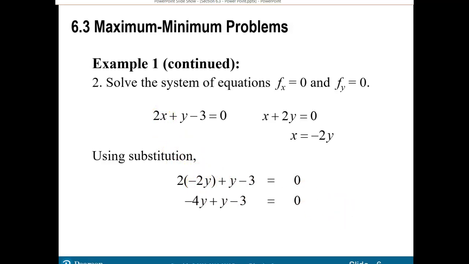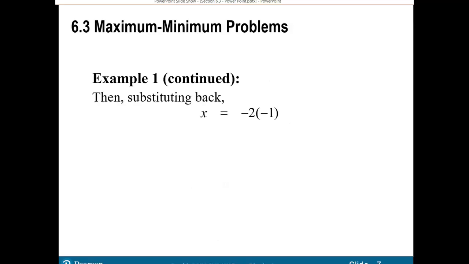That gives me negative 4y plus y minus 3. That's negative 3y equals 3, so y would be negative 1. Then we can plug that in up here and get x equal 2. So we get x value of 2, y value is negative 1. We call that a critical point. All right, so it's the only critical point we get.